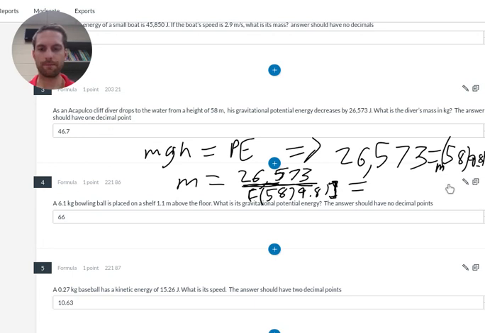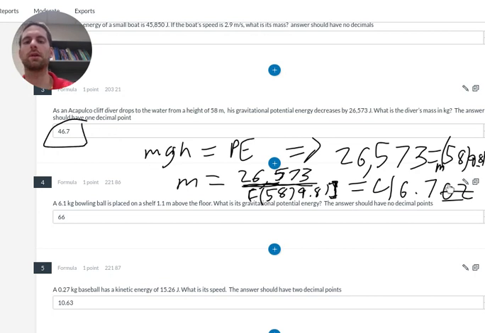Notice I put the parentheses on the bottom, so nothing got not divided. So 46, if it's to one decimal, 0.702, but it's to one decimal, so we ignore that. We cancel that. So 46.7. And that's going to be kilograms.